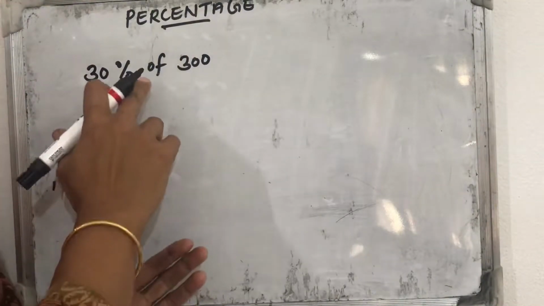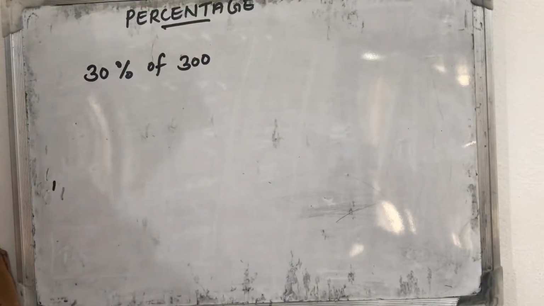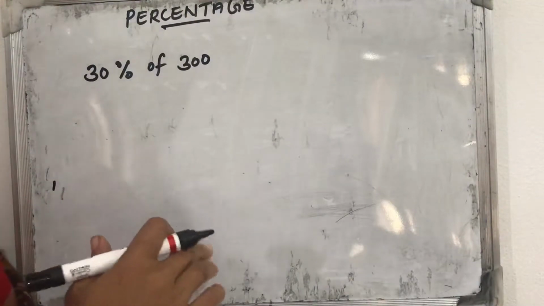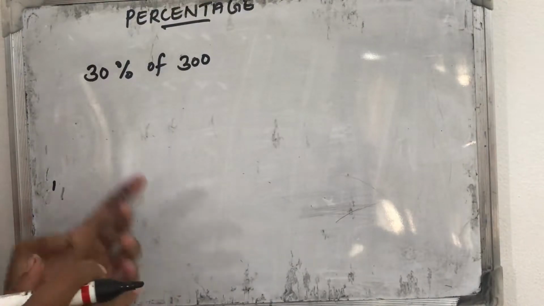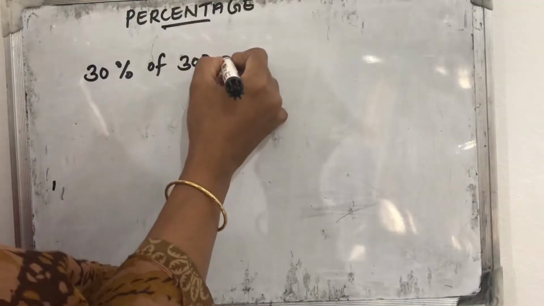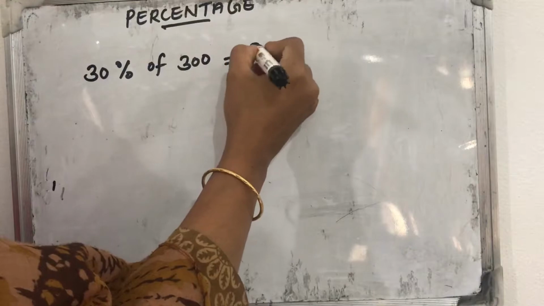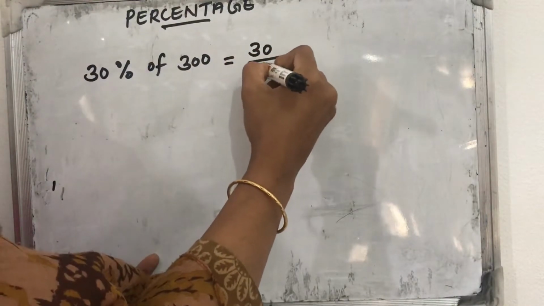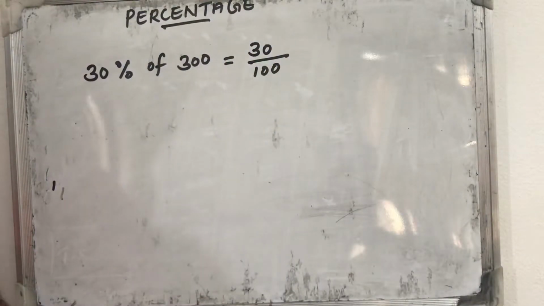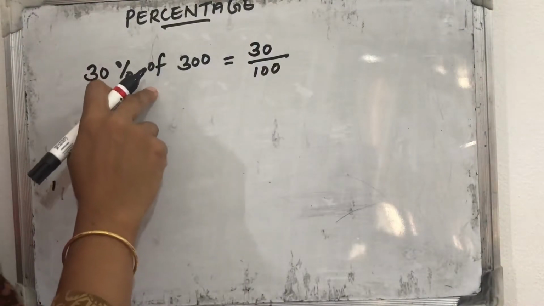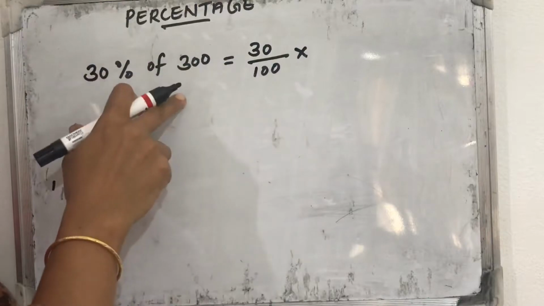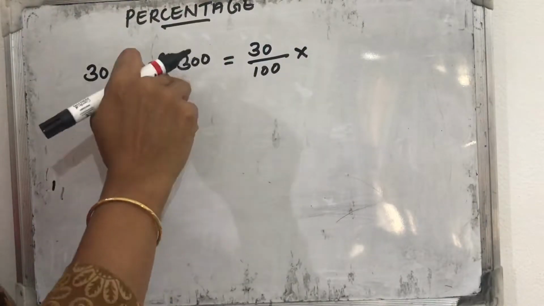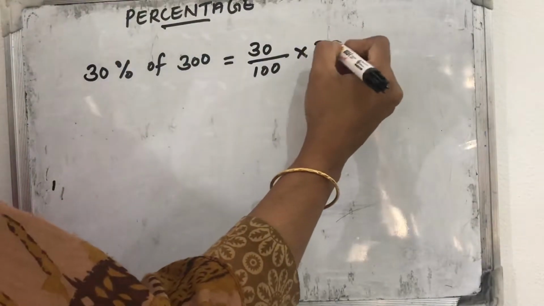For that, we already learned the usage of "of" in the case of fractions. 30% of 300, how can we calculate it? This is very easy. 30% we can write as 30 by 100. For "of", we multiply 30% with the quantity we are finding it of, which is 300. So multiply that with 300.